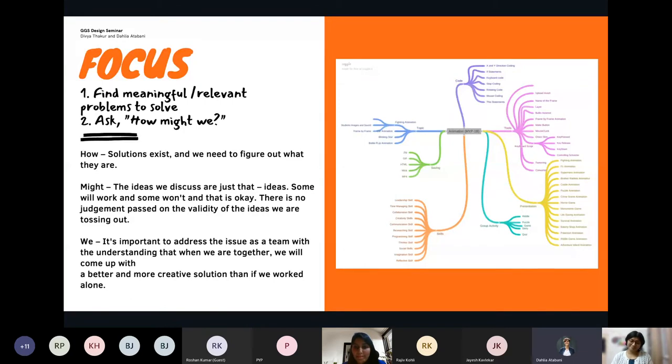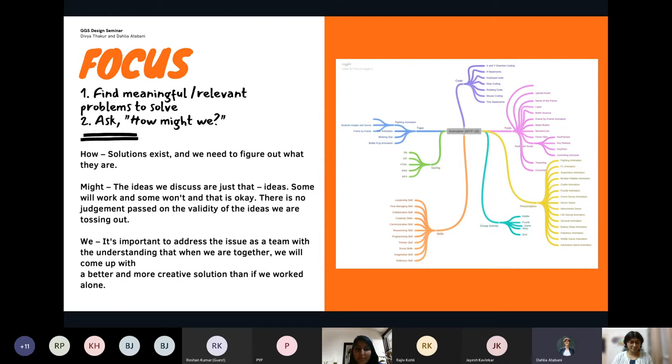So when we're looking at the first phase, which is focusing, we're finding meaningful, relevant problems to solve. We're asking, how might we? Let's deconstruct this how might we. What does that mean? When we speak about the how, these are the solutions that exist. They already are there. And all we need to do is figure out what these solutions are. When we're speaking about the might, as is written here, the ideas that we have discussed are simply ideas. Some of them will work and will turn into these beautiful solutions, and some won't, and that's fine. So the might point is exactly the word that refers to the play in the definition of design.